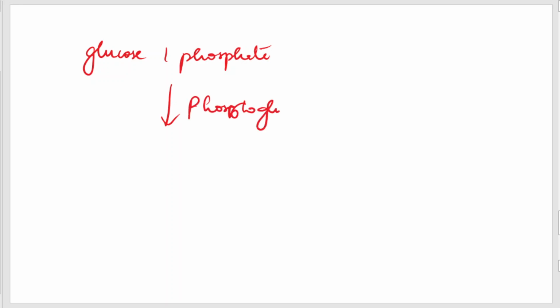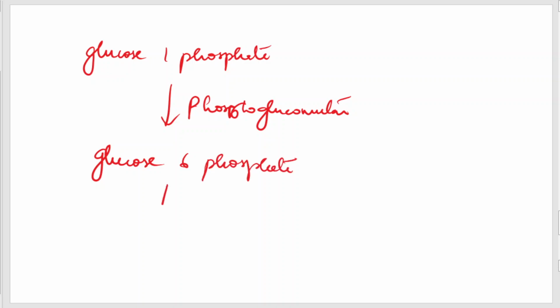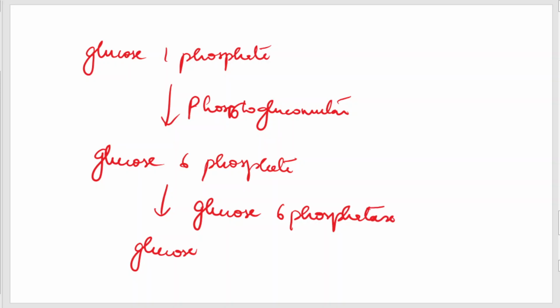Phosphoglucomutase reaction, and gets converted to glucose 6-phosphate. Now you know glucose 6-phosphate can be converted to glucose by an enzyme called glucose 6-phosphatase. Now this glucose 6-phosphatase is present where? It is present only in the liver.